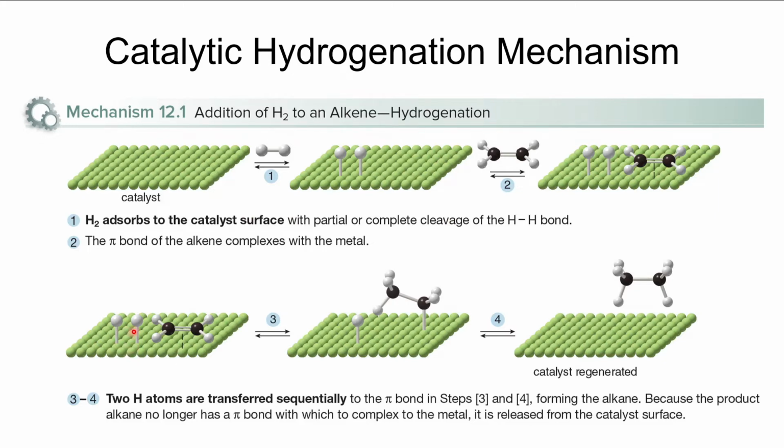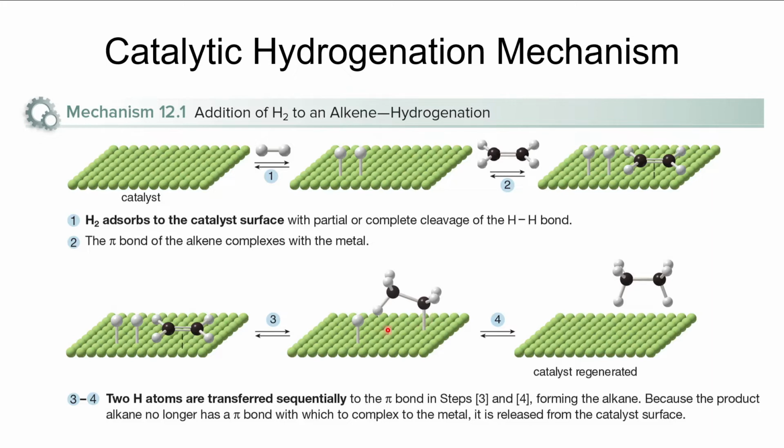Well, one of the hydrogen atoms will make a new bond. It will break the bond between hydrogen and palladium, break the bond between the carbon and palladium, and give us a new bond between carbon and hydrogen. And then the other hydrogen will come along and make a new bond between carbon and hydrogen.